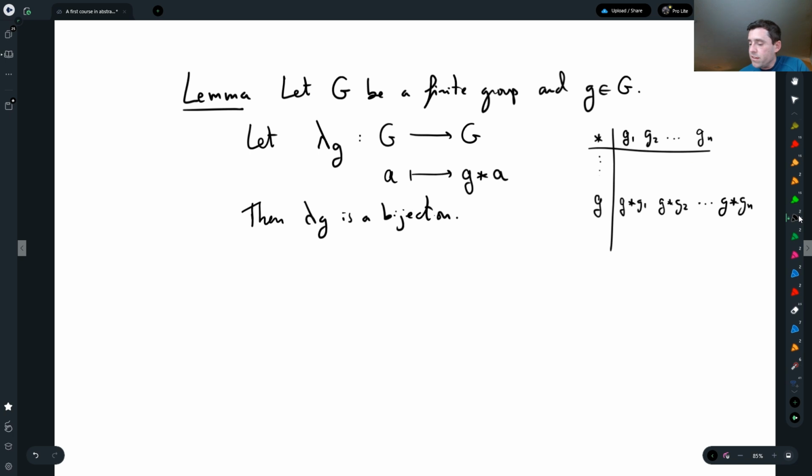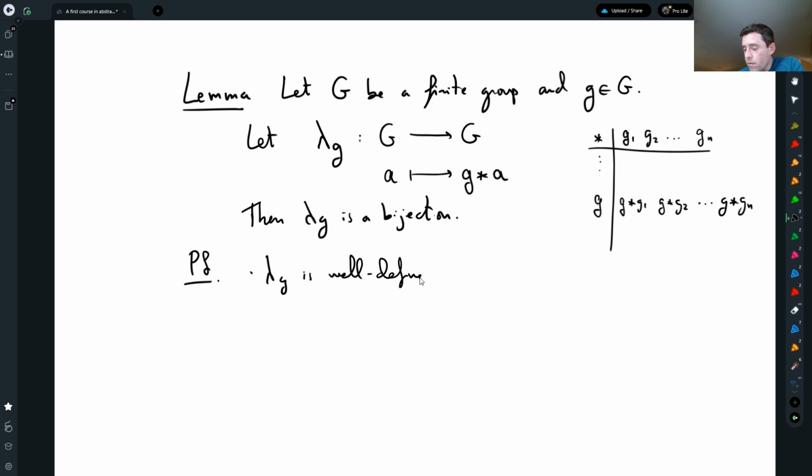So let's prove this. Okay, so first of all, lambda_g is well defined. Indeed, if a is in G and g is in G, then g star a is in G because the group is closed. So by closure, that is true.